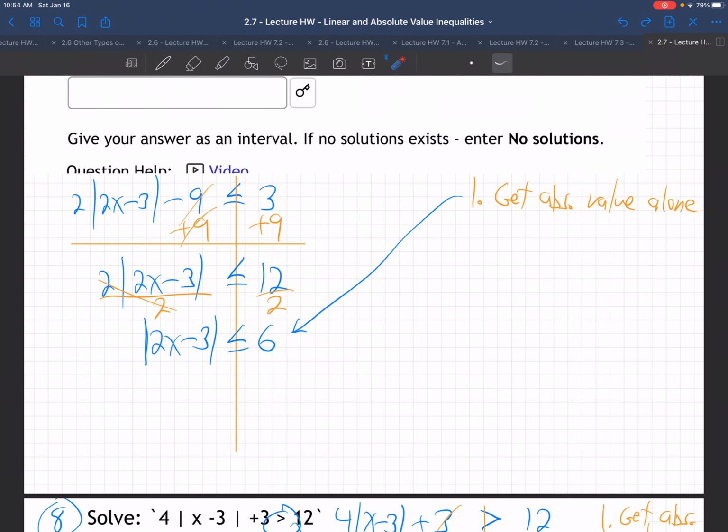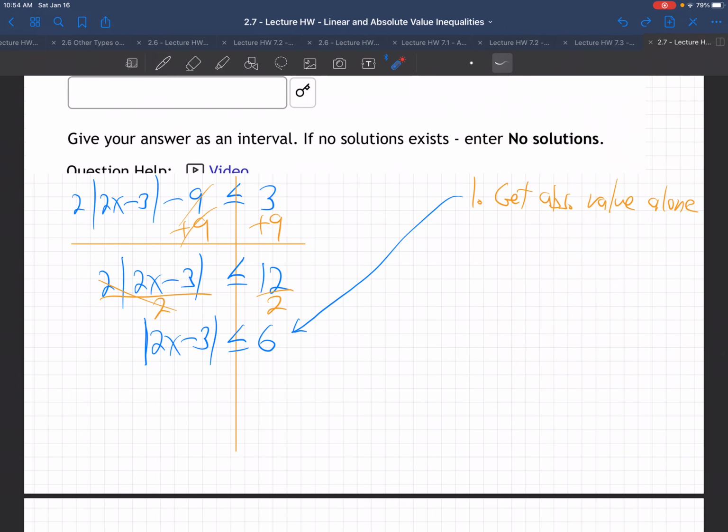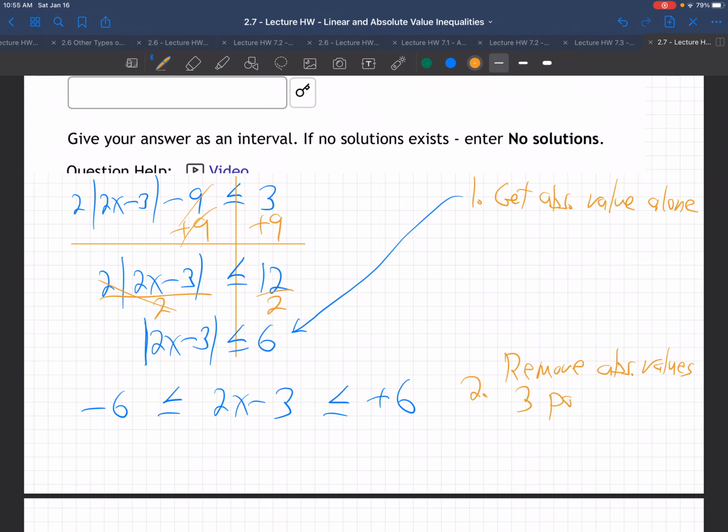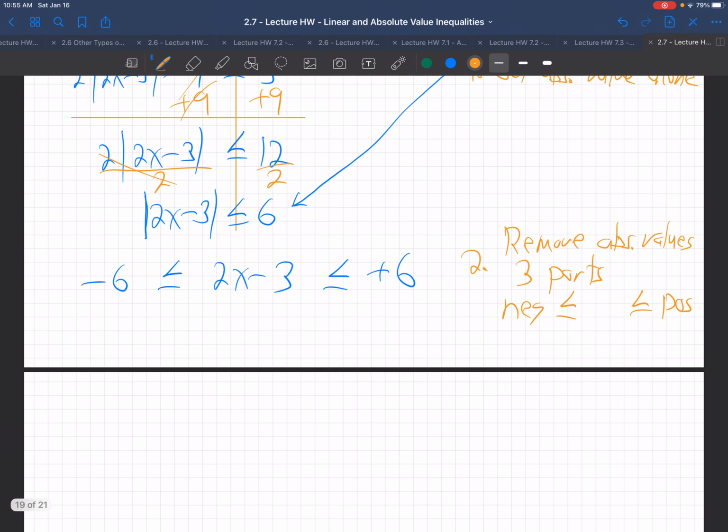So let's do exactly that. I'm going to break it into 3 parts. Let me get rid of this right here. All right, so break it into 3 parts. So we're going to go negative 6 here, 2x minus 3 in the middle, no absolute values, and positive 6 there. So step 2: you remove the absolute values, 3 parts, negative, positive, like that. All right, so now it's a 3-parter.